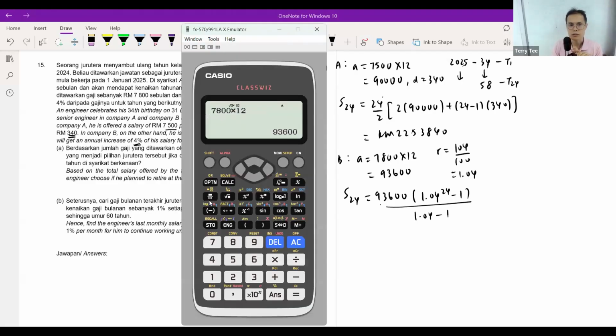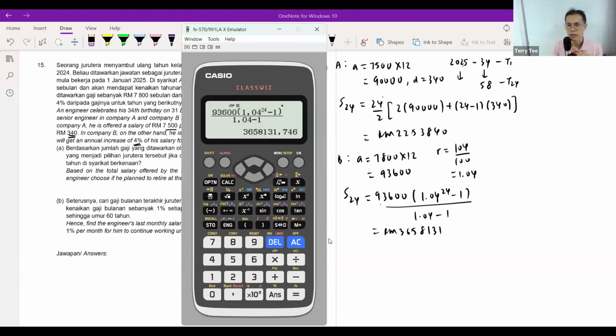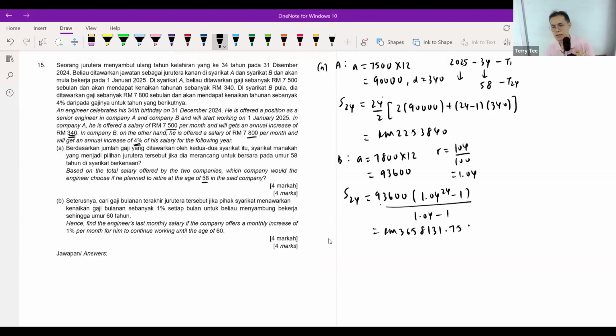Okay, let's use our calculator. 93600, open bracket, 1.04, power 24, minus 1, divide by 1.04 minus 1. So you get 3658131. RM 3658131. You can write the cent if you want, 0.75, to the nearest cent, 75 cents.